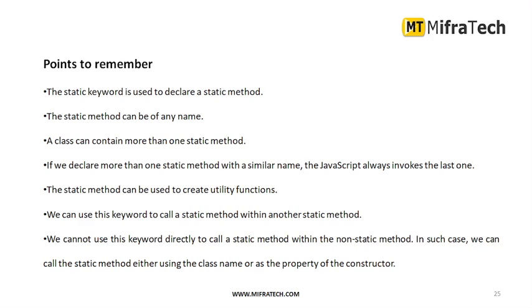We can use the this keyword to call a static method within another static method. That this keyword we have seen in previous sessions, you can refer there. We can't use the this keyword directly to call a static method within a non-static method. In such a case, we can call the static method either using the class name or as a property of the constructor.